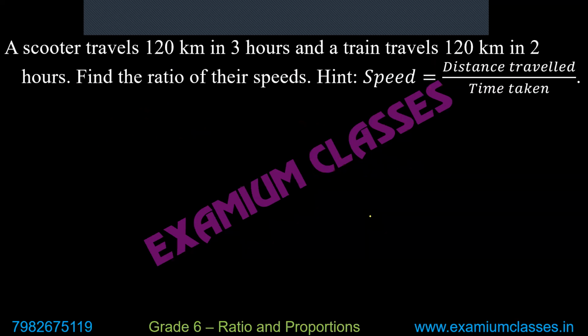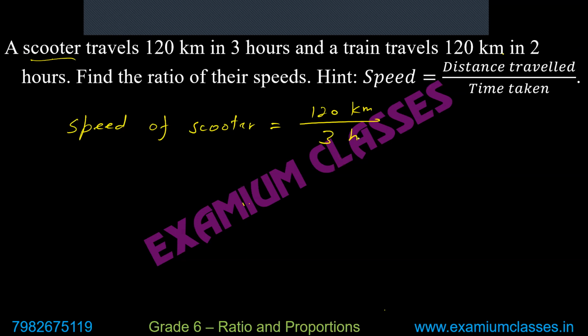Next one. A scooter travels 120 kilometers in 3 hours and a train travels 120 kilometers in 2 hours. Find the ratio of their speeds. So speed formula is given. Even if it is not given, you should know this formula. Speed is given by distance traveled divided by time taken. So in first case, scooter, speed of scooter will be its distance traveled 120 kilometers, time taken 3 hours, that is 40 kilometers per hour.